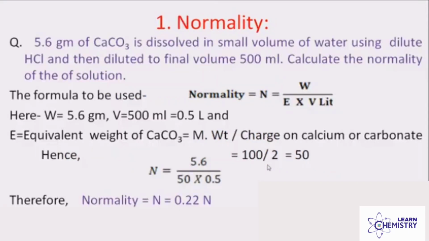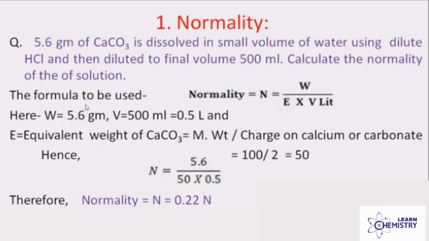Let us solve some numericals based on normality, molarity and molality. So first, based on normality. 5.6 grams of calcium carbonate is dissolved in a small volume of water using dilute hydrochloric acid and then diluted to a final volume of 500 ml. Calculate the normality of the solution.